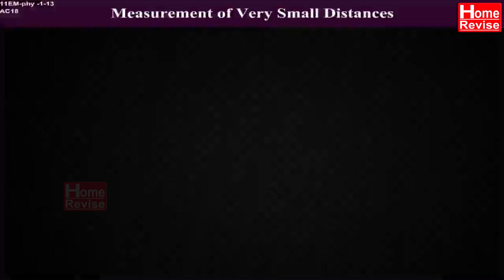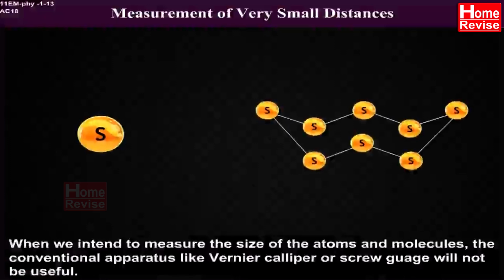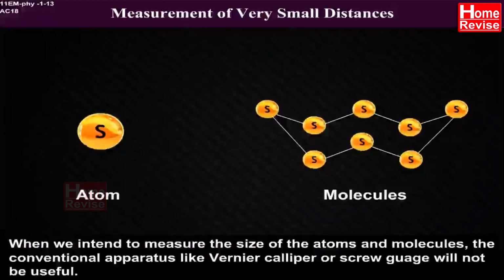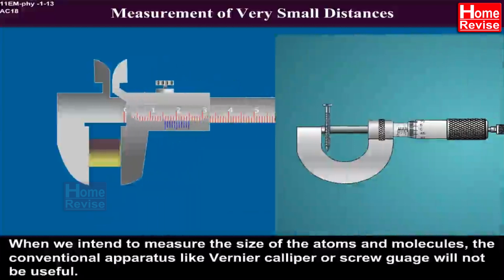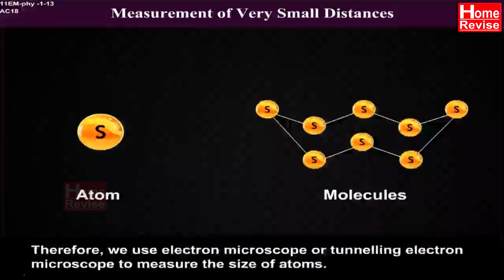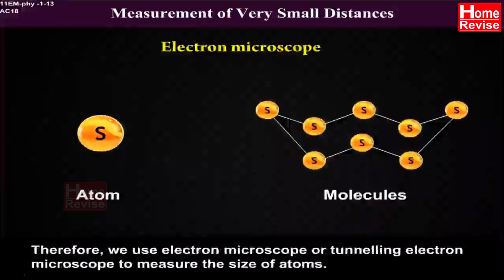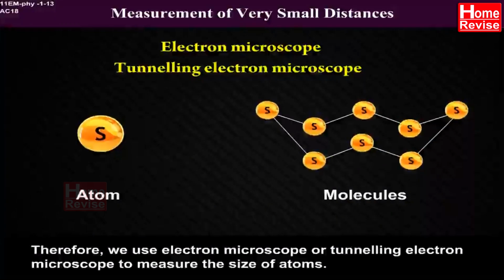Measurement of very small distances. When we intend to measure the size of atoms and molecules, conventional apparatus like a vernier caliper or screw gauge will not be useful. Therefore, we use an electron microscope or tunneling electron microscope to measure the size of atoms.